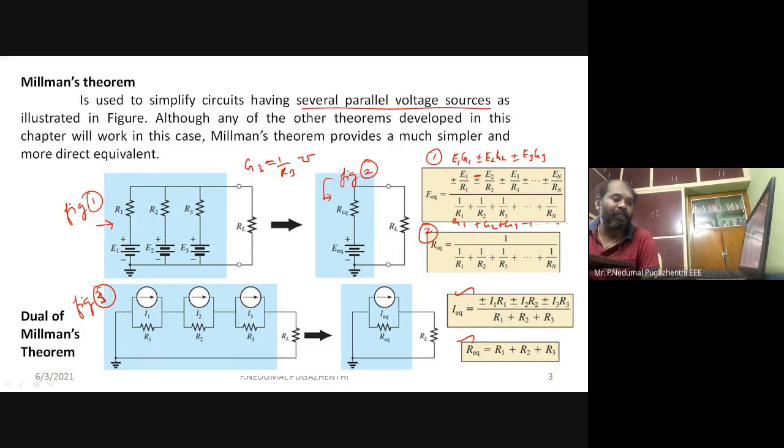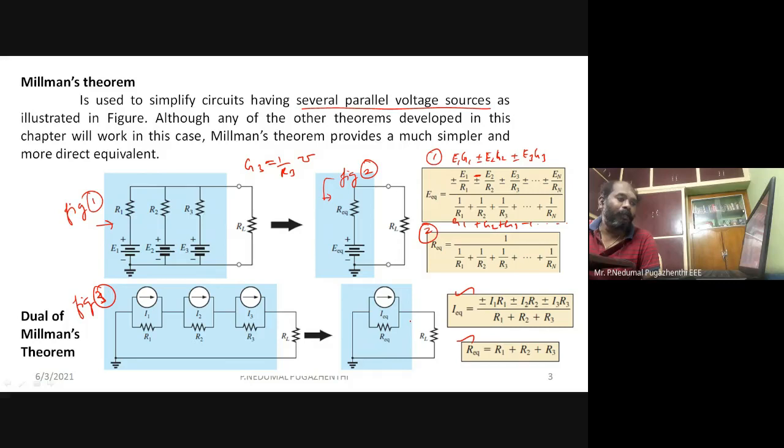I1 R1 plus or minus I2 R2, and again, it depends upon the direction of the current flow, this plus or minus. If any of the sources is in the opposite direction, then you have to take a minus there, with respect to the reference current. I1 R1 plus or minus I2 R2 divided by R1 R2 R3, and it goes on like that.